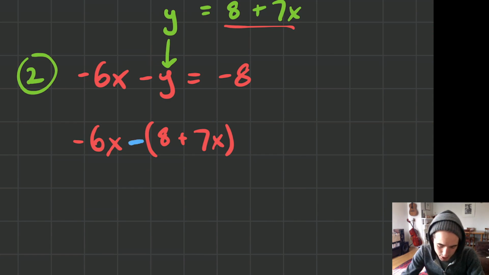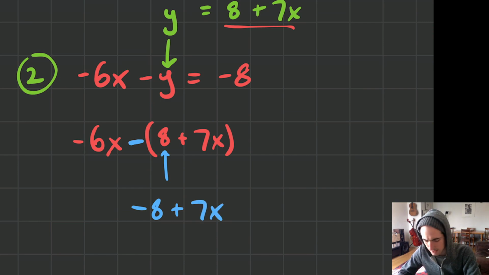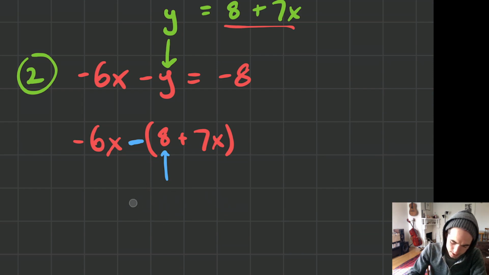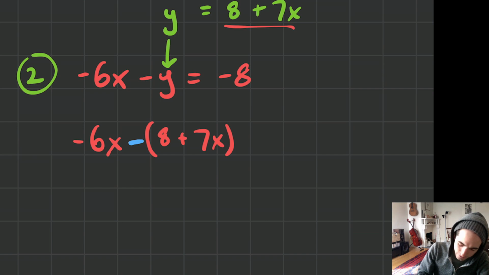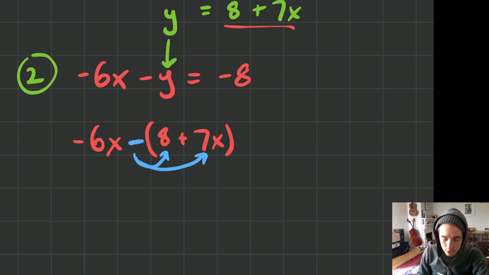It's not just the first term. We can't just write negative 8 plus 7x, that's not what it's equal to. The whole thing is negative, so it's negative 8 minus 7x. That's why I put them in brackets, because we have to distribute this negative sign throughout the brackets. It's not just one of the terms that's negative, it's the whole thing.